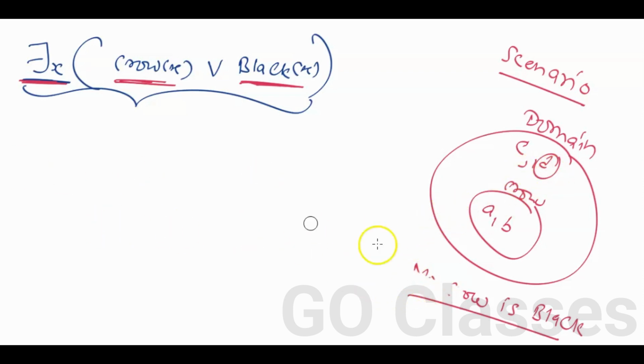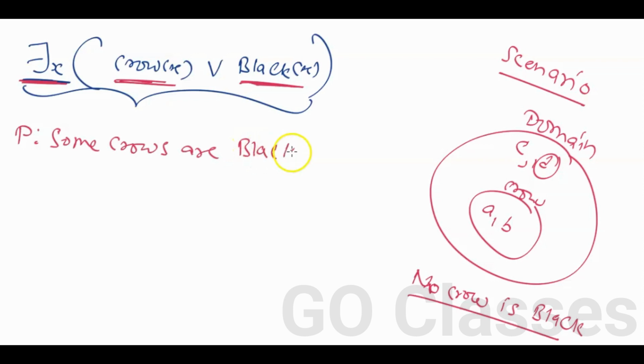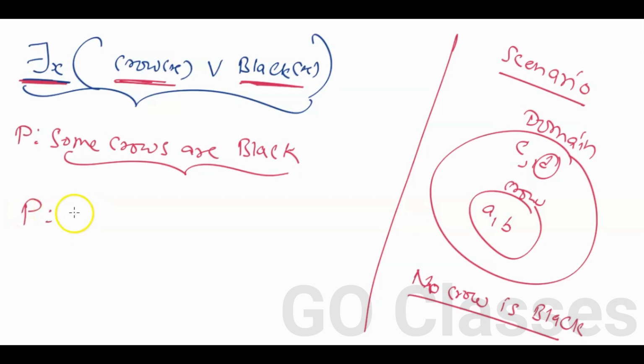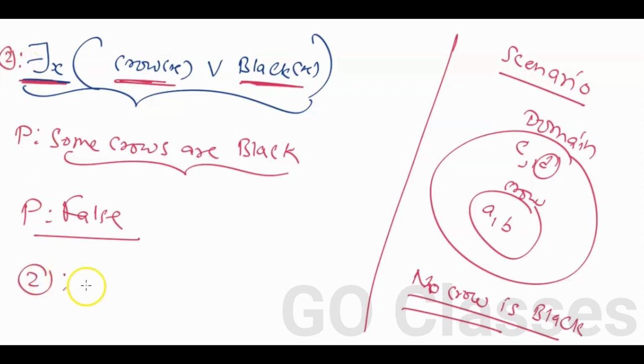Now what I'm saying is, let's assume that no crow is black. So even though no crow is black, in this scenario, what is our statement? Our statement is some crows are black. This is our original English statement. You can notice that in this particular scenario, our statement will become false because no crow is black. But this expression, let's call it expression 2, will become true.